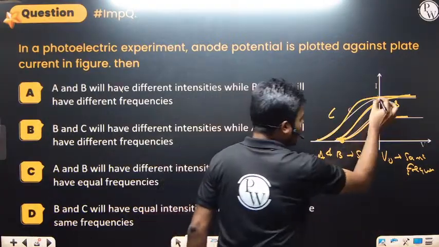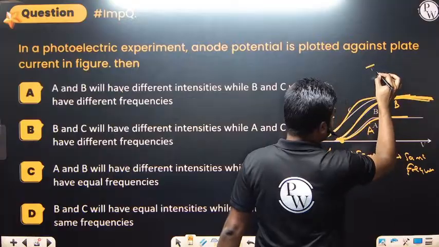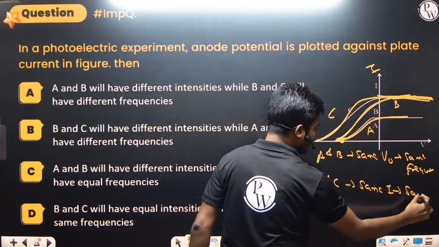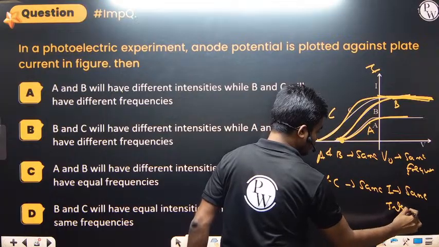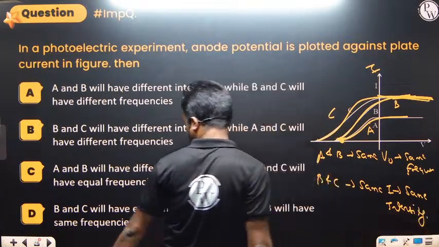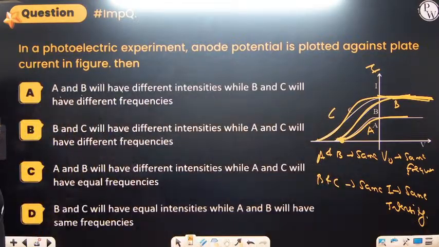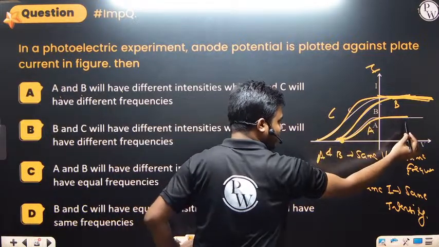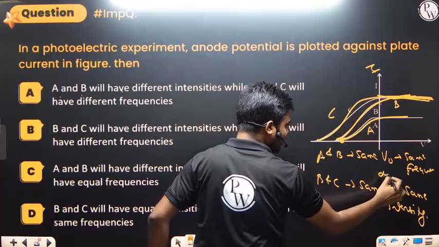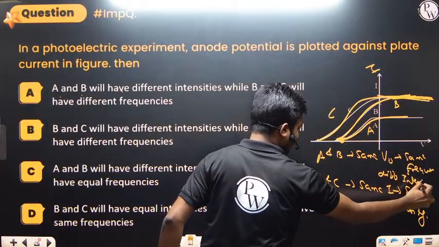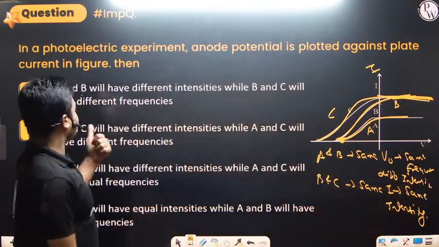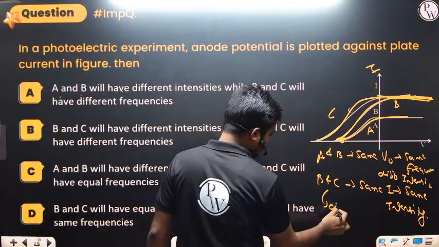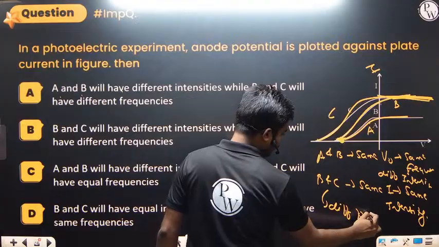Next, discuss B and C. B and C are having the same saturation current. This will be the same I, so they will have the same intensity. So what are the options we have? A and B will have different intensities. Yes, correct. They have the same frequency, different intensities. While B and C will have different frequencies. This is also correct.